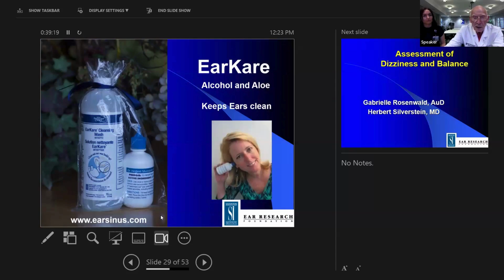And the last thing, this is not related to dizziness, but this is something that I invented about 10 years ago called Ear Care. It's an alcohol and aloe combination. And we have it on a special tip here where you squirt the alcohol and aloe in your ear twice a week.